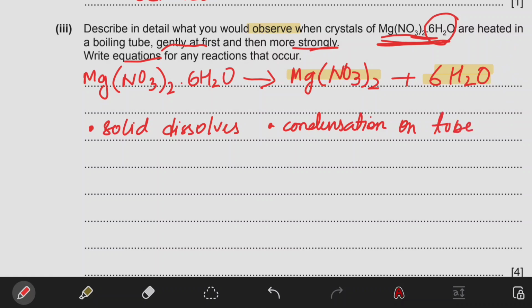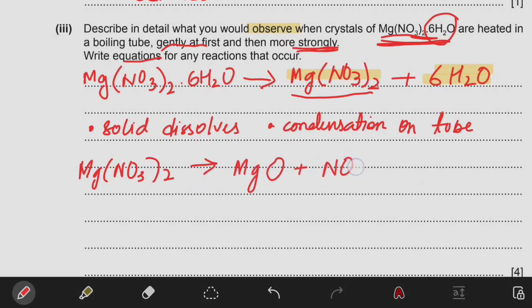Other than this, let's write the second equation. What would happen when we are heating this more strongly? So another equation, you have learned this in AS level. It is the decomposition of nitrates, and magnesium oxide will be made with 2 gases. I hope you remember this. Okay, wait, this is NO2. Is it balanced? Yes.